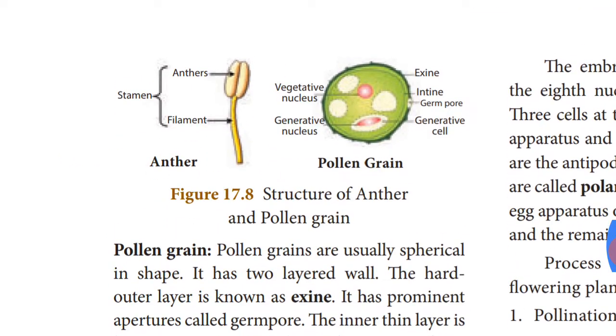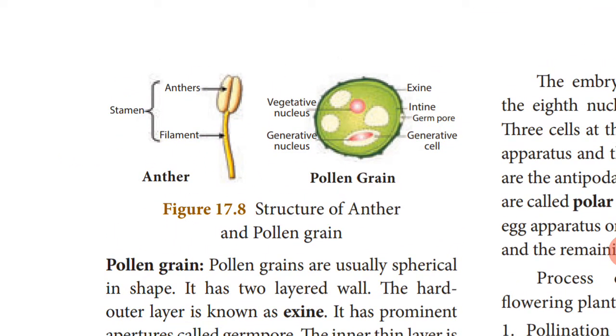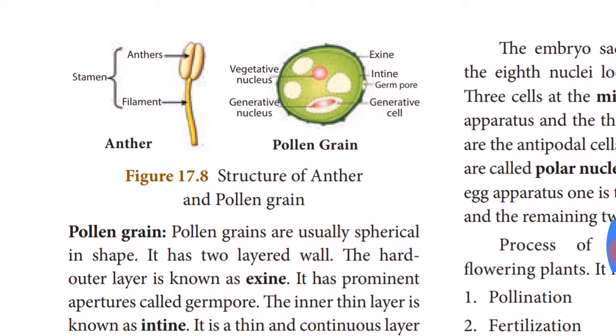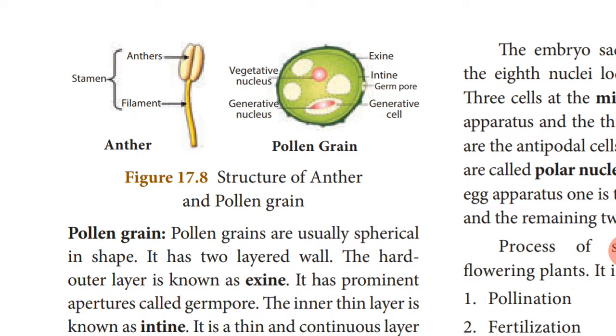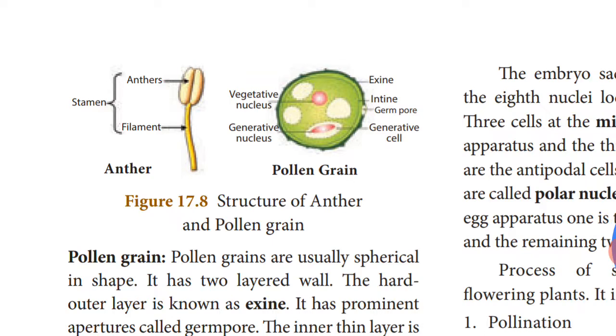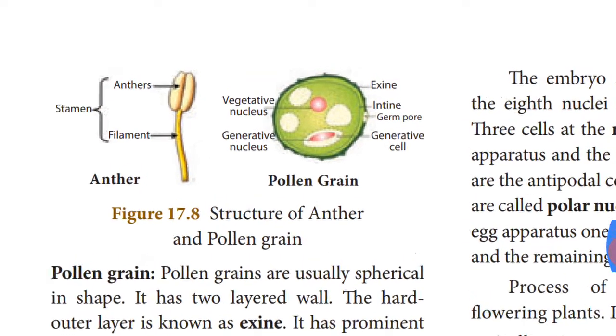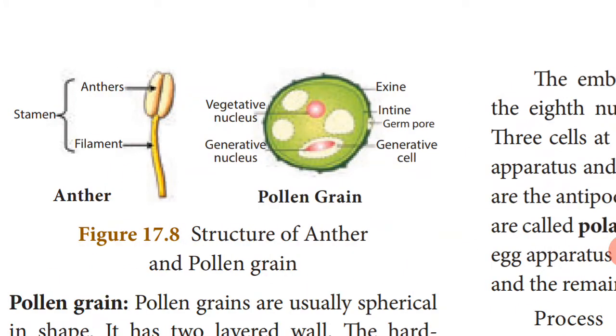Pollen grains are usually spherical in shape. What is spherical? Ball-like structure, that is a spherical shape. It has two layers, exine and intine. The exine is a thick, hard layer, and it has apertures. Aperture means hole. The pores there are called germ pores.